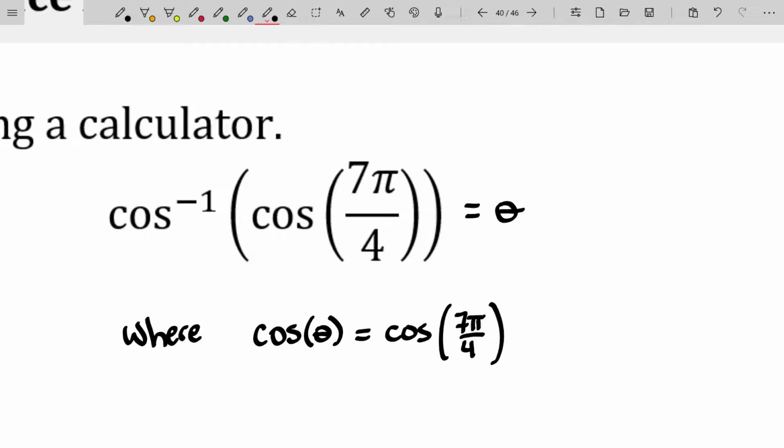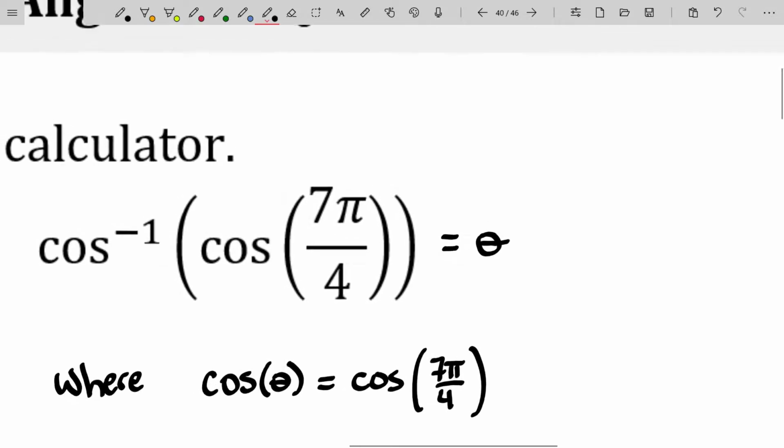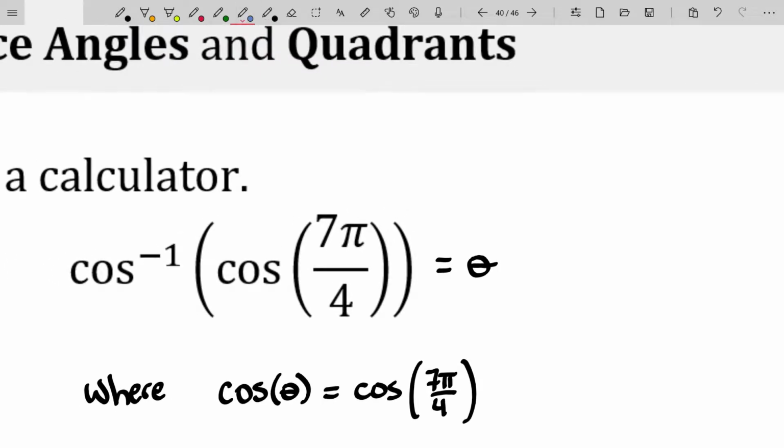Again, this does not mean that theta is equal to 7 pi over 4, because the cosine inverse only returns angles between 0 and pi. Notice how we constantly have to remember where our inverse trig functions return angles. These are quadrants 1 and 2.